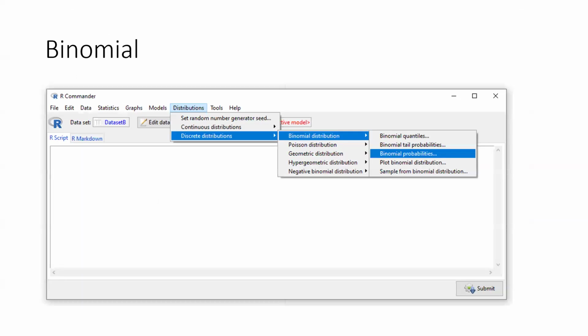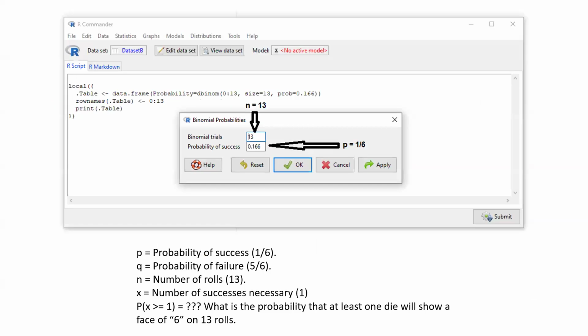So in RCommander, you'll go to Distributions, Discrete Distributions, Binomial Distribution, Binomial Probabilities. N is going to equal 13. Probability of success, it looks like we're keeping it at 3 significant figures. 1 divided by 6 is 0.166. So the probability of success is 1 out of 6. The probability of failure is 5 out of 6. We're rolling 13 rolls, and the number of successes necessary is 1.